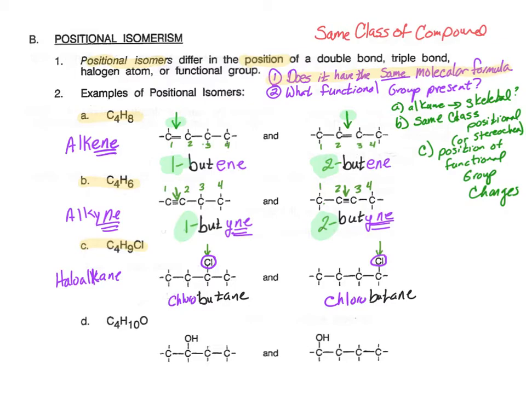On the first one, it's on number 2. Make sure you count backwards to get the lowest number you can for the chlorine. And on the second one, it's on number 1. So we have a 2-chlorobutane and a 1-chlorobutane. Those two are positional isomers. Let's look at letter D.